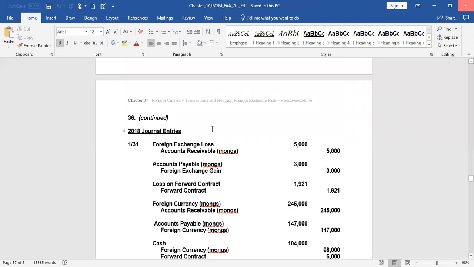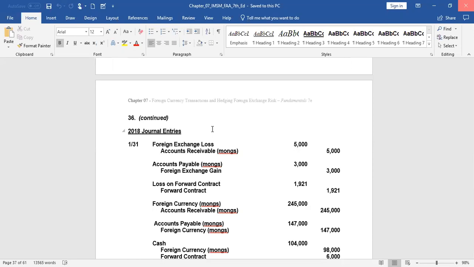Accounts payable is going to go the opposite way, and we're going to have a gain, because if the US dollar has decreased when converting the mong by 1 cent, we're going to save 1 cent per mong when we pay back this accounts payable. So 300,000 times 1 cent, debit accounts payable for $3,000, credit the foreign exchange gain.